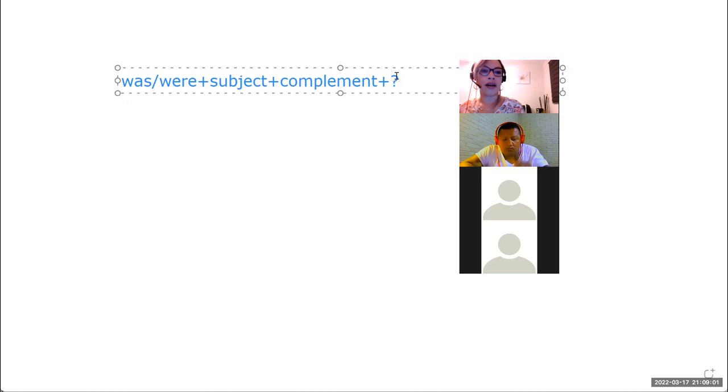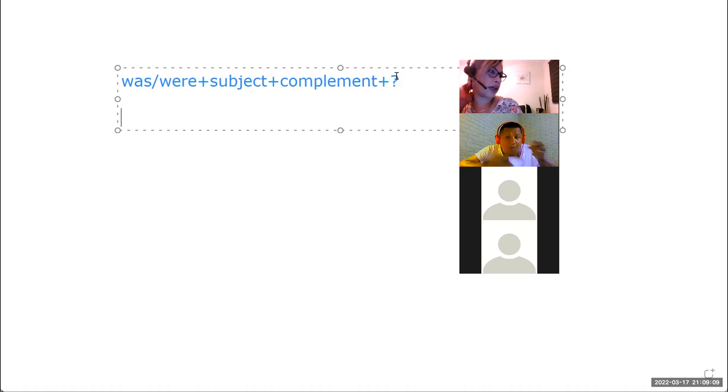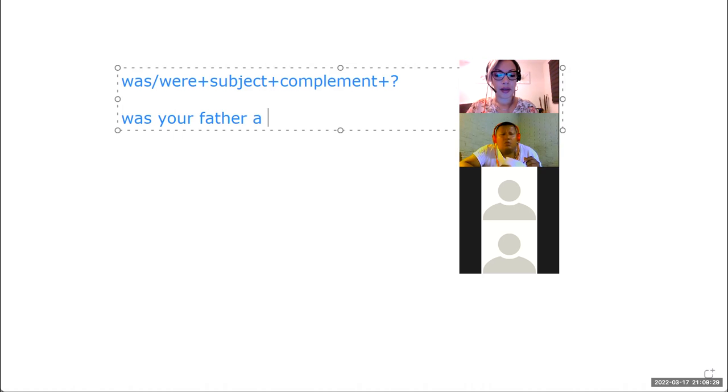Okay. Now, if I want to ask, ¿era tu papá un mecánico? How can I make a question? Was a mechanic your father? Was. Or was your father a mechanic? Your father. And finally, the question. Was your father a mechanic?